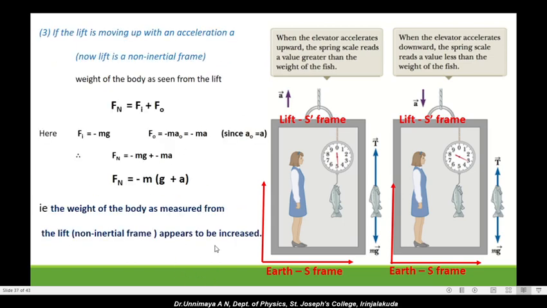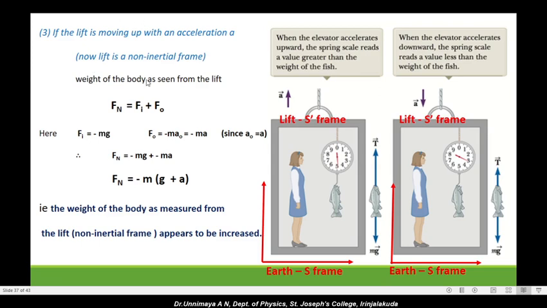Now we again change the situation. If the lift is moving upward with an acceleration a, ലിഫ്റ്റ് ഇനി എന്താണ്? ആക്സിലറേറ്റ് ചെയ്യാൻ പോവാണ്. Now the lift is moving upward with an acceleration a. ലിഫ്റ്റ് ആക്സിലറേറ്റ് ചെയ്യാൻ തുടങ്ങി. നൗ ലിഫ്റ്റ് എന്തായി മാറി? ലിഫ്റ്റ് ഈസ് എ നോൺ ഇനേർഷ്യൽ ഫ്രെയിം. നോൺ ഇനേർഷ്യൽ ഫ്രെയിമായി മാറി.